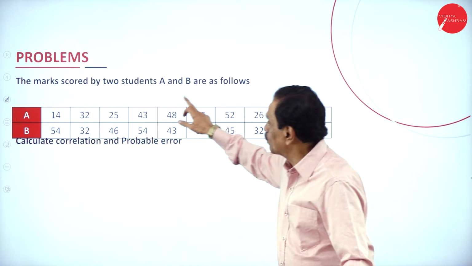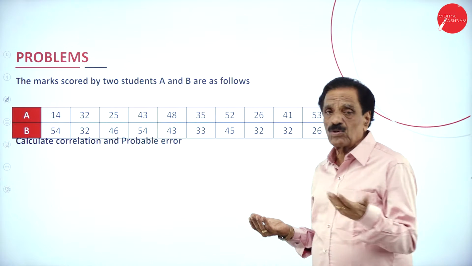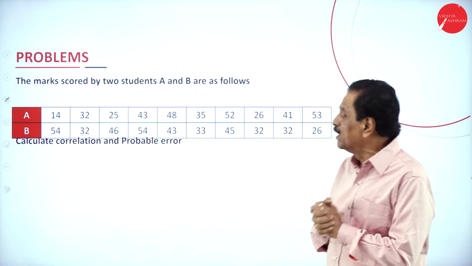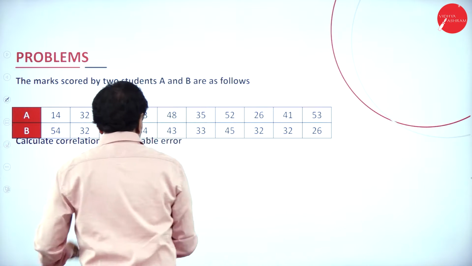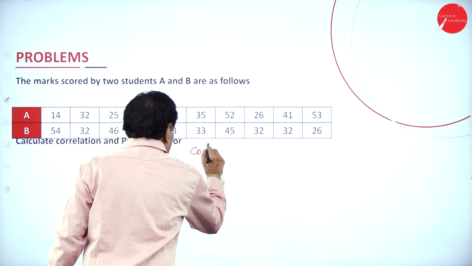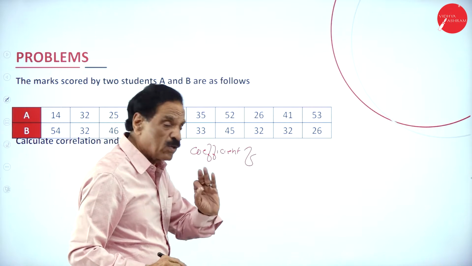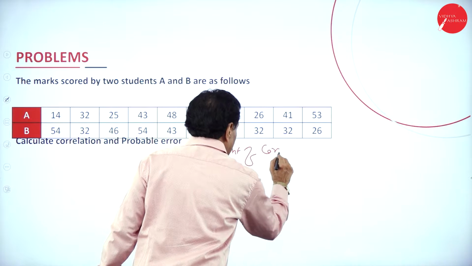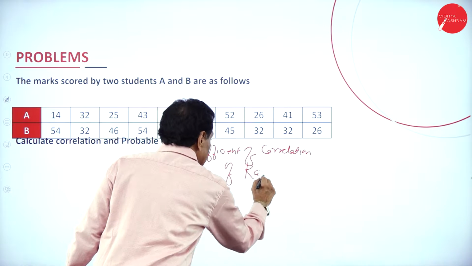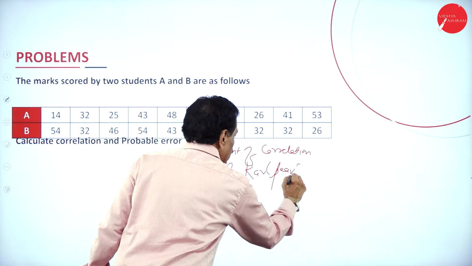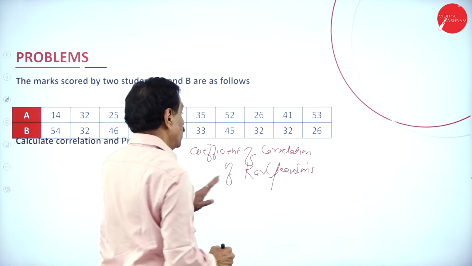So this is the marks scored by two students A and B as follows. I told you, calculate the correlation. It's also called coefficient of correlation, is one and the same. This is Karl Pearson and probable error. So this correlation is called coefficient of correlation of Karl Pearson. We are solving Karl Pearson correlation.